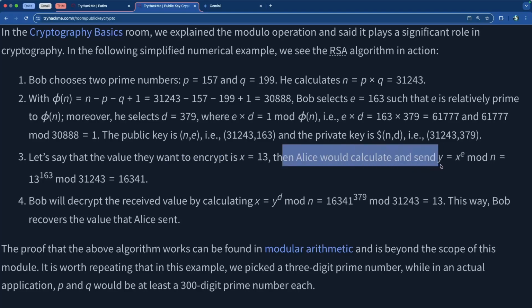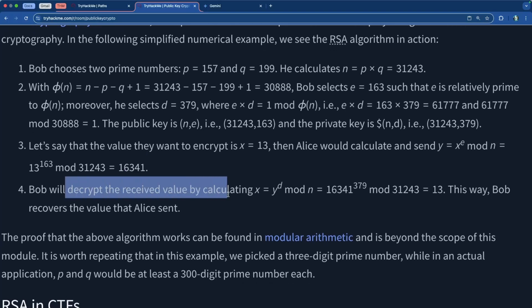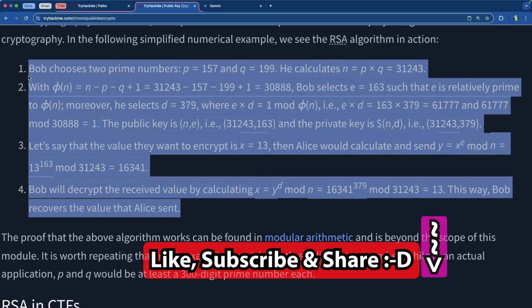Then Alice would calculate and send y equals x to the power of e mod n equals 13 to the power of 163 mod 31,243 equals 16,341. If that makes sense to you, please explain it to me. Bob will decrypt and receive the value by calculating x equals y to the power of d mod n equals 16,341 to the power of 379 mod 31,243 equals 13. This way, Bob recovers the value that Alice sent. Okay, I guess that's how they did it, right?